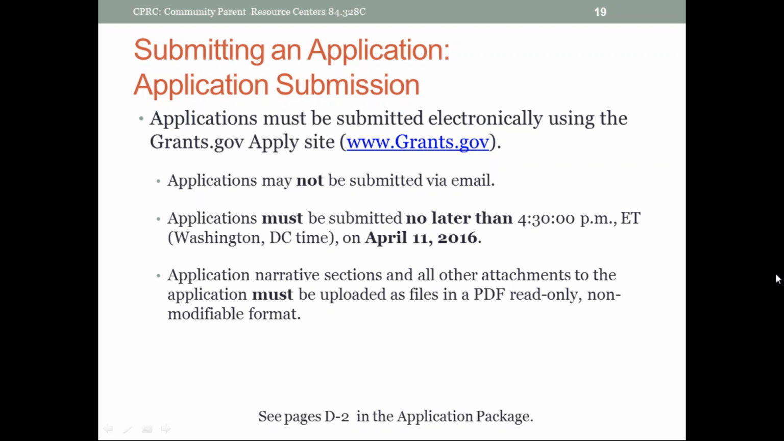Again, you must submit electronically. There are exceptions to that, and that's all laid out in the application package, but if you will be applying for an exception to the electronic submission, you must ask for that. You must contact me and ask for that as soon as possible. Otherwise, there's no way we can accept files unless they're submitted electronically.